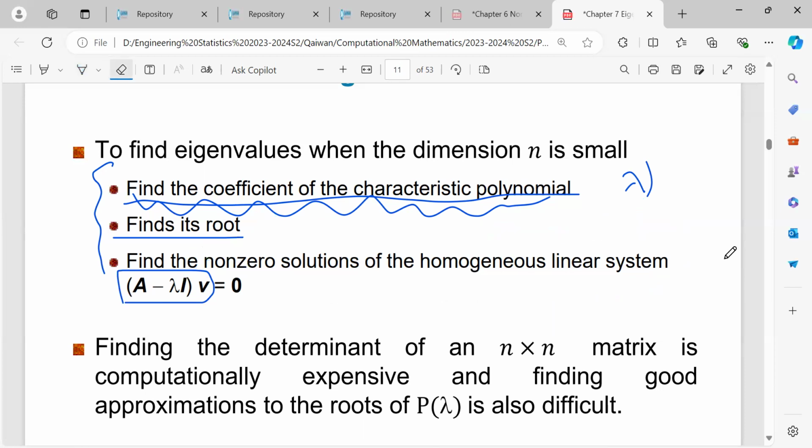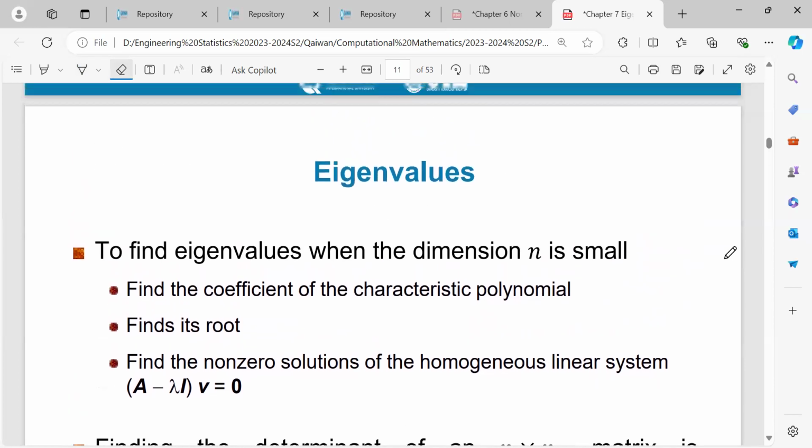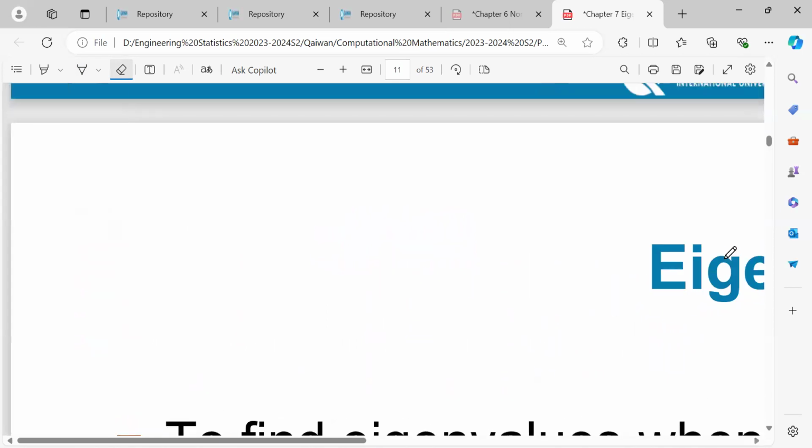Let's take an example here. Let's say, let me take an example. And let A be this, which is 0, 3, 2, 1.